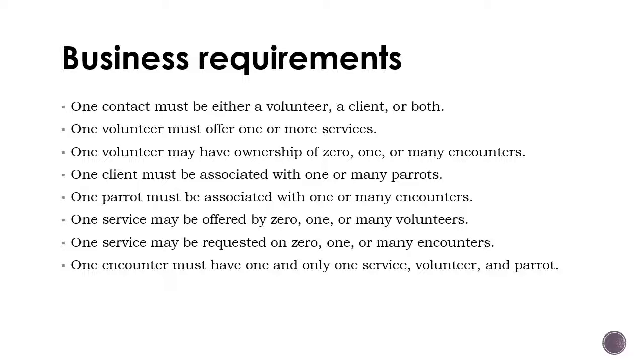Volunteers will offer at least one service and may or may not be associated with one or many encounters. Clients will have at least one parrot, which in turn must be associated with at least one encounter. It was determined that placeholder parrots would be created for potential adoption clients. An encounter must have a service identified, and services may be associated with zero, one, or many volunteers and encounters.